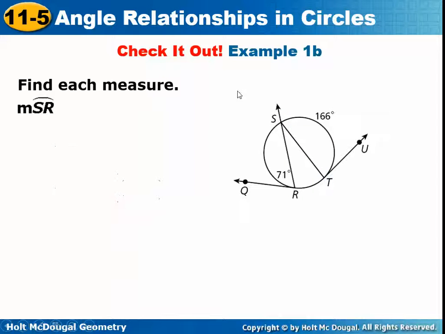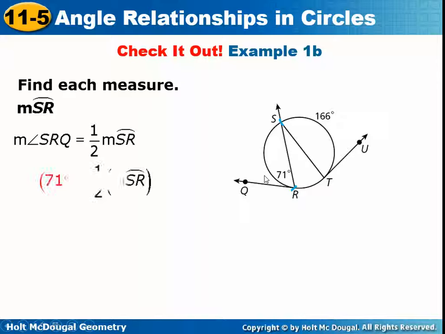Okay, same diagram. This time we want to find the measure of arc SR, which is from here to here, and its angle is 71. So we can multiply by 2 and get 142.